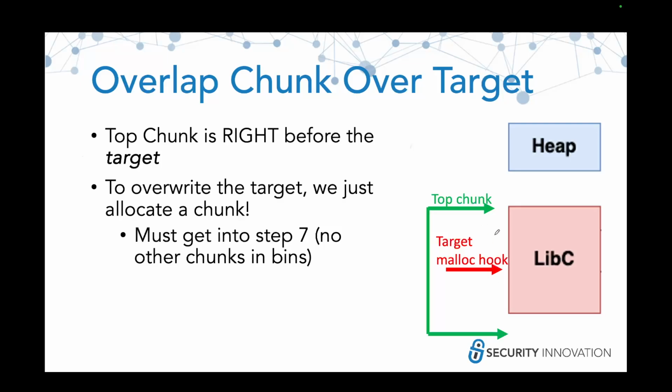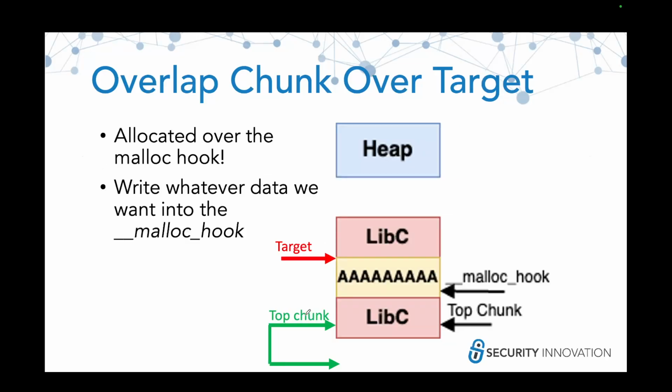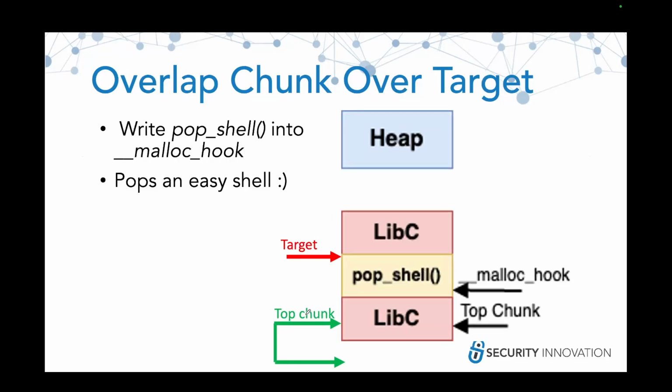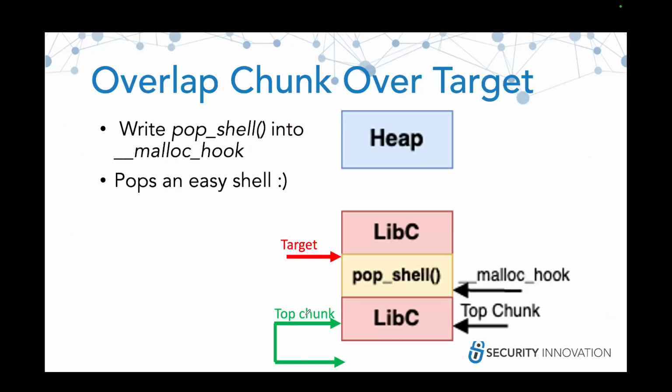So for the overlapping step, this is the easy one. Now that our top chunk thinks that it owns this memory space, if we just do one more allocation, now our target thinks that it's over the top of the fake chunk, over the top of the malloc hook, and we've placed our fake chunk there. The top chunk goes down a little bit more, thinks it owns different space, but now all we have to do is write to that. We can write the address of pop shell, and it pops a shell, which is really exciting.